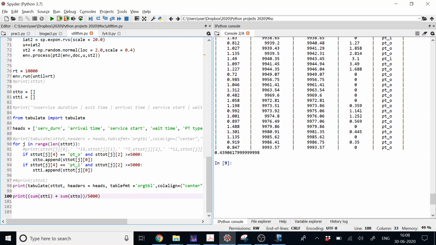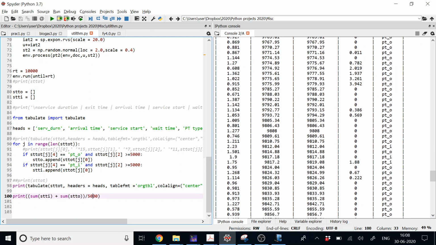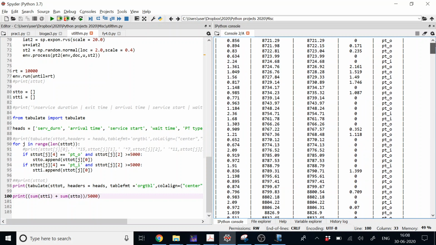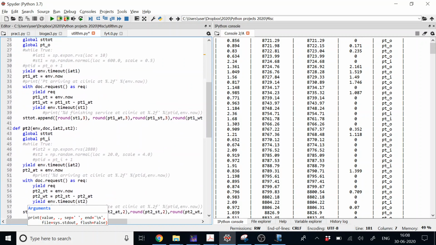I can also similarly calculate the waiting time as well. For that, I just need to average out this waiting time, let's say across both types of patients. I just need to find the average waiting time. So I can just calculate that as, let's see, print. I have NumPy here, right? Yes, I do.